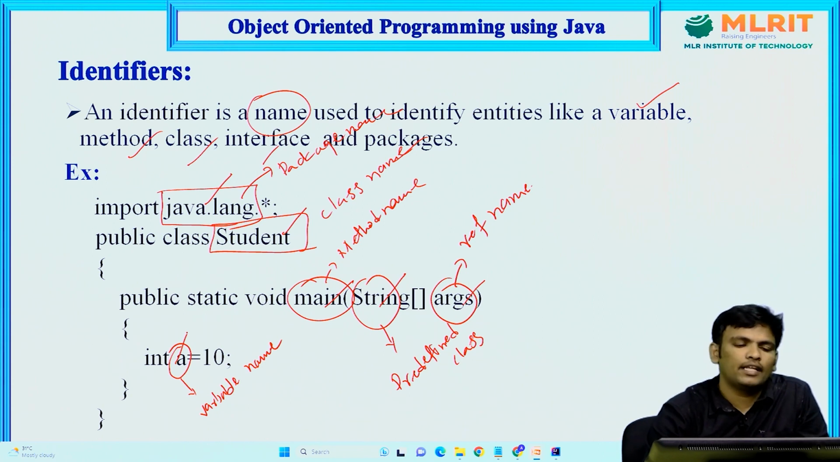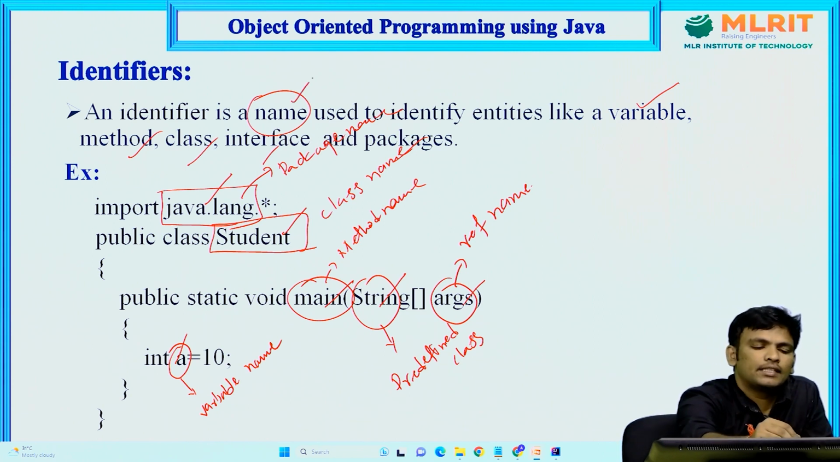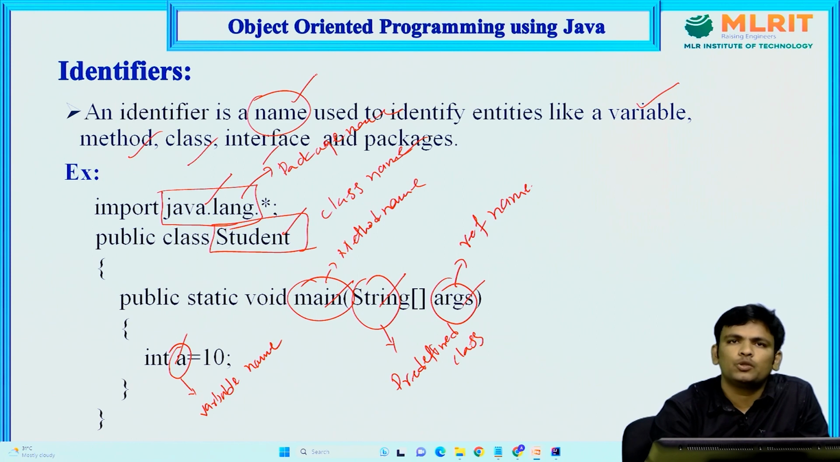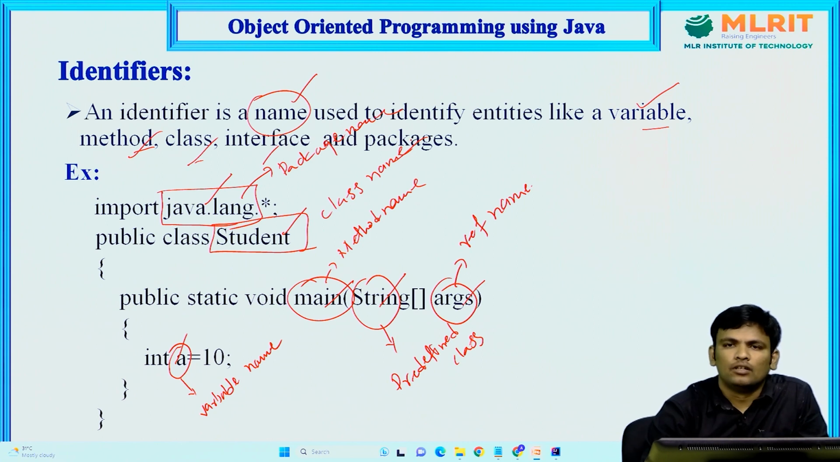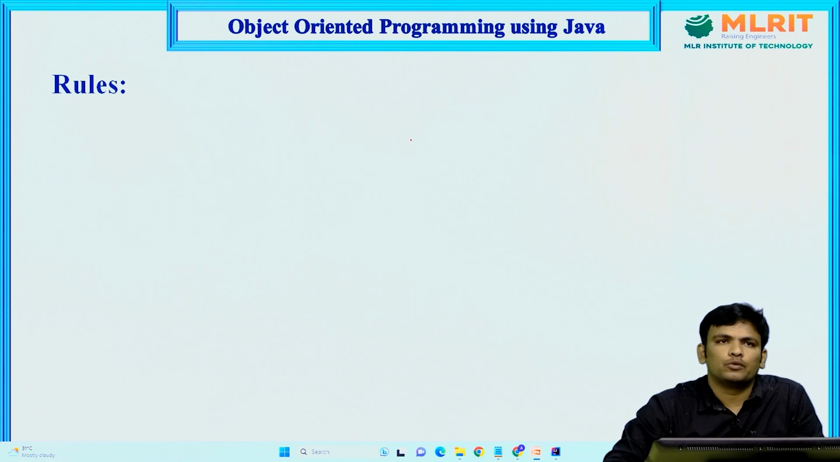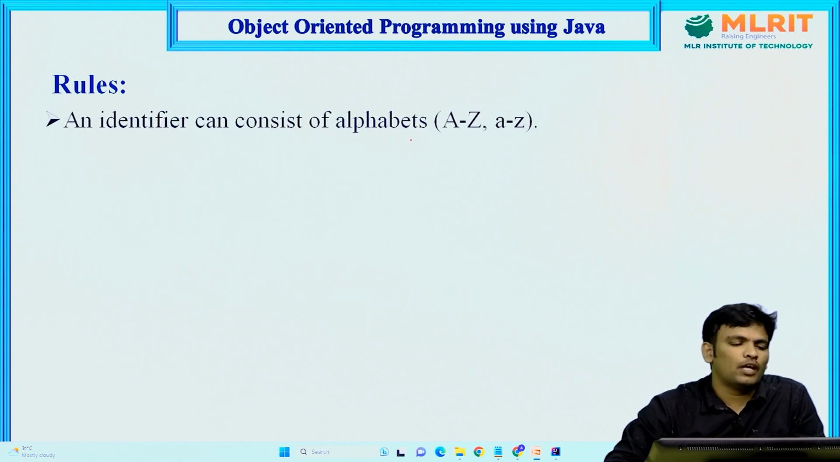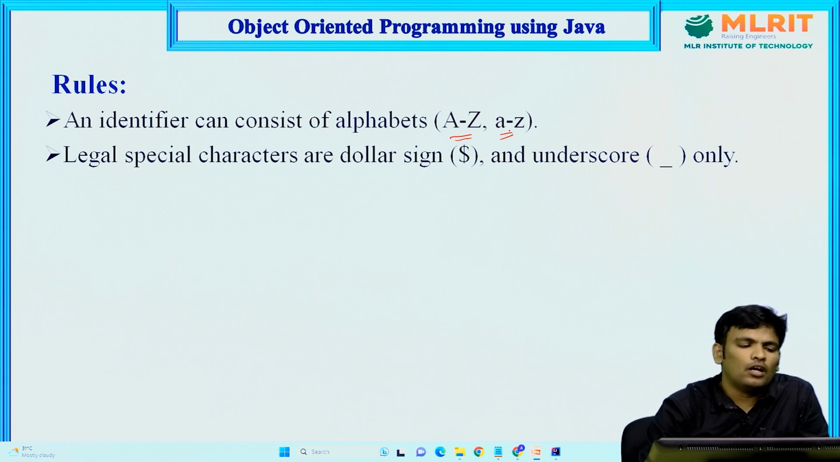So an identifier, as I mentioned, is simply a name, which is used to identify variables, methods, classes, interfaces and packages. To work with identifiers, first of all we need to follow some rules. First rule, an identifier consists of alphabets. Next, the second rule, the legal special characters are the $ sign and underscore.